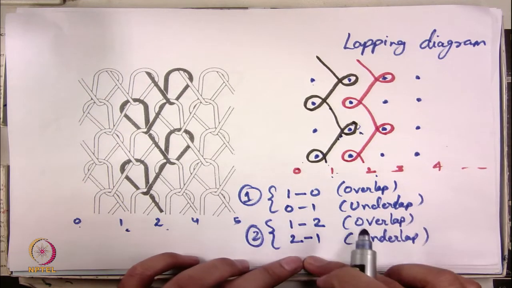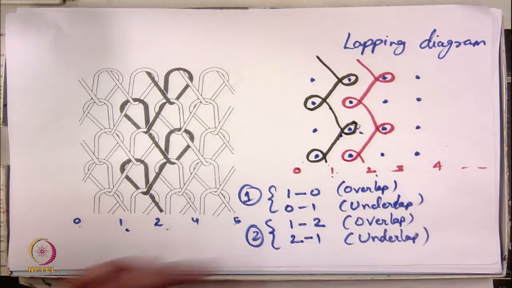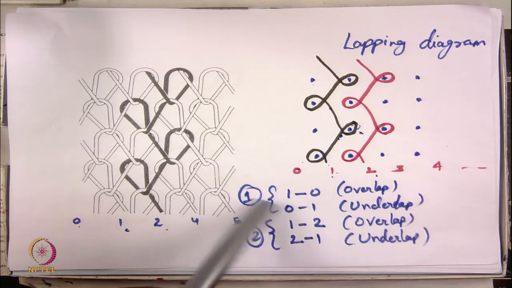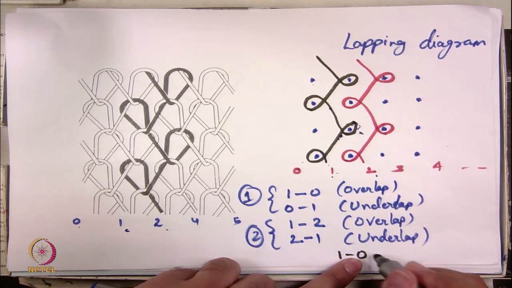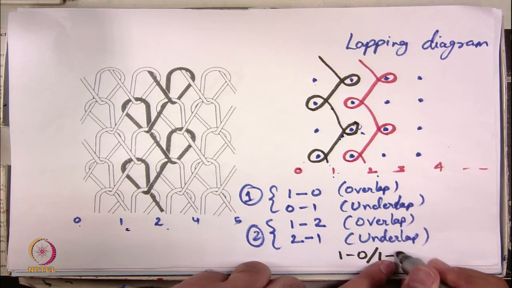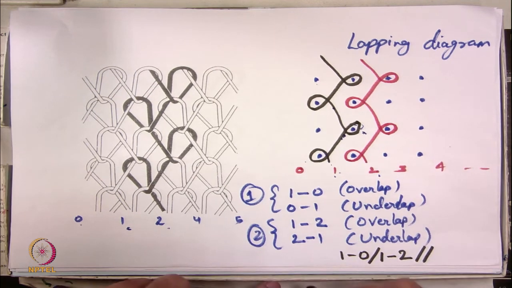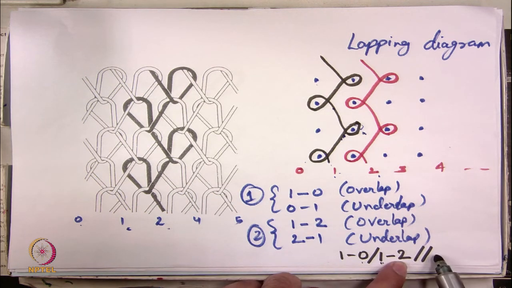Then course number 3 will be similar to course number 1, course number 4 will be similar to course number 2. So no need to explain, and these numbers you can just write down in a sequence. So 1, 0, 1, 2, and so on, okay. So 1 to 0 is overlap, 0 to 1 is underlap, 1 to 2 is again overlap, and then after 2, the next digit will be 1 again. So 2 to 1 will be underlap.